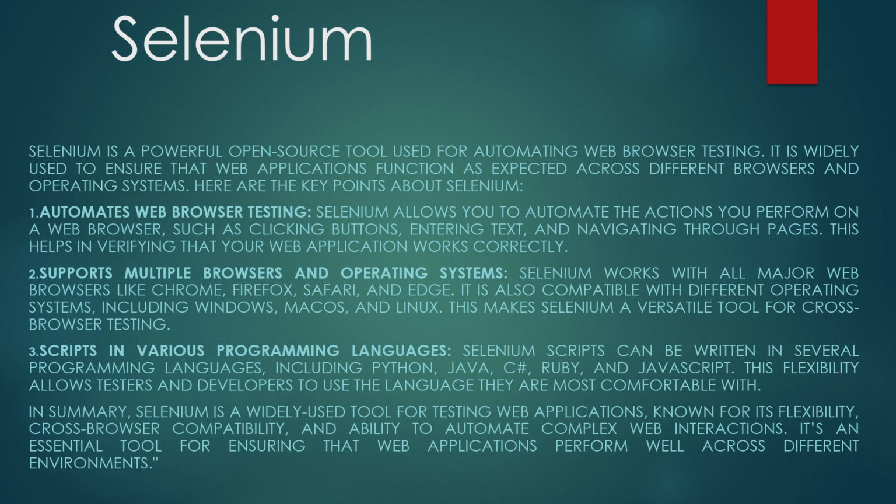Number 3, scripts in various programming languages. Selenium scripts can be written in several programming languages including Python, Java, C#, Ruby, and JavaScript. This flexibility allows testers and developers to use the language they are most comfortable with. In summary, Selenium is a widely used tool for testing web applications, known for its flexibility, cross-browser compatibility, and ability to automate complex web interactions. It's an essential tool for ensuring that web applications perform well across different environments.